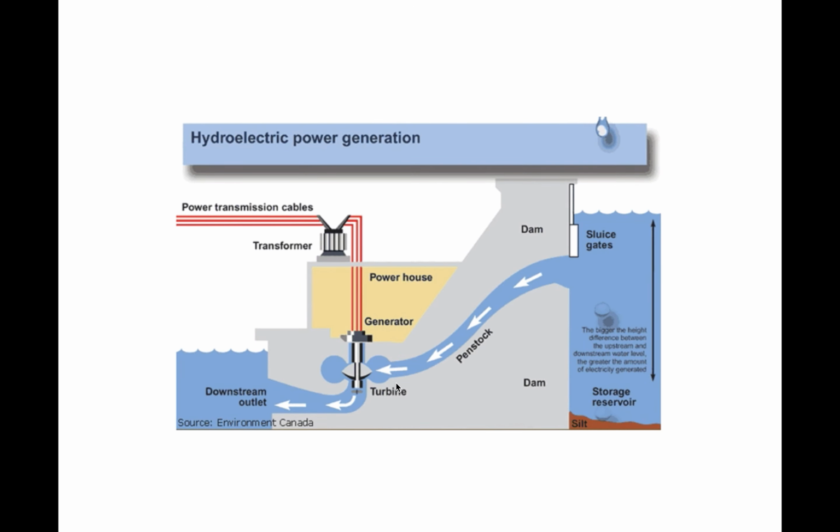So hydroelectric is probably the most common and well-known form of electrical generation. We've all probably seen pictures of the Hoover Dam or the Niagara Power Generating Facility over by Niagara Falls. And the theory is simple. The dam is used to build up a storage reservoir to a high level. When the flood doors or the sluice gates in the dam are opened, that water flows downhill towards a turbine.